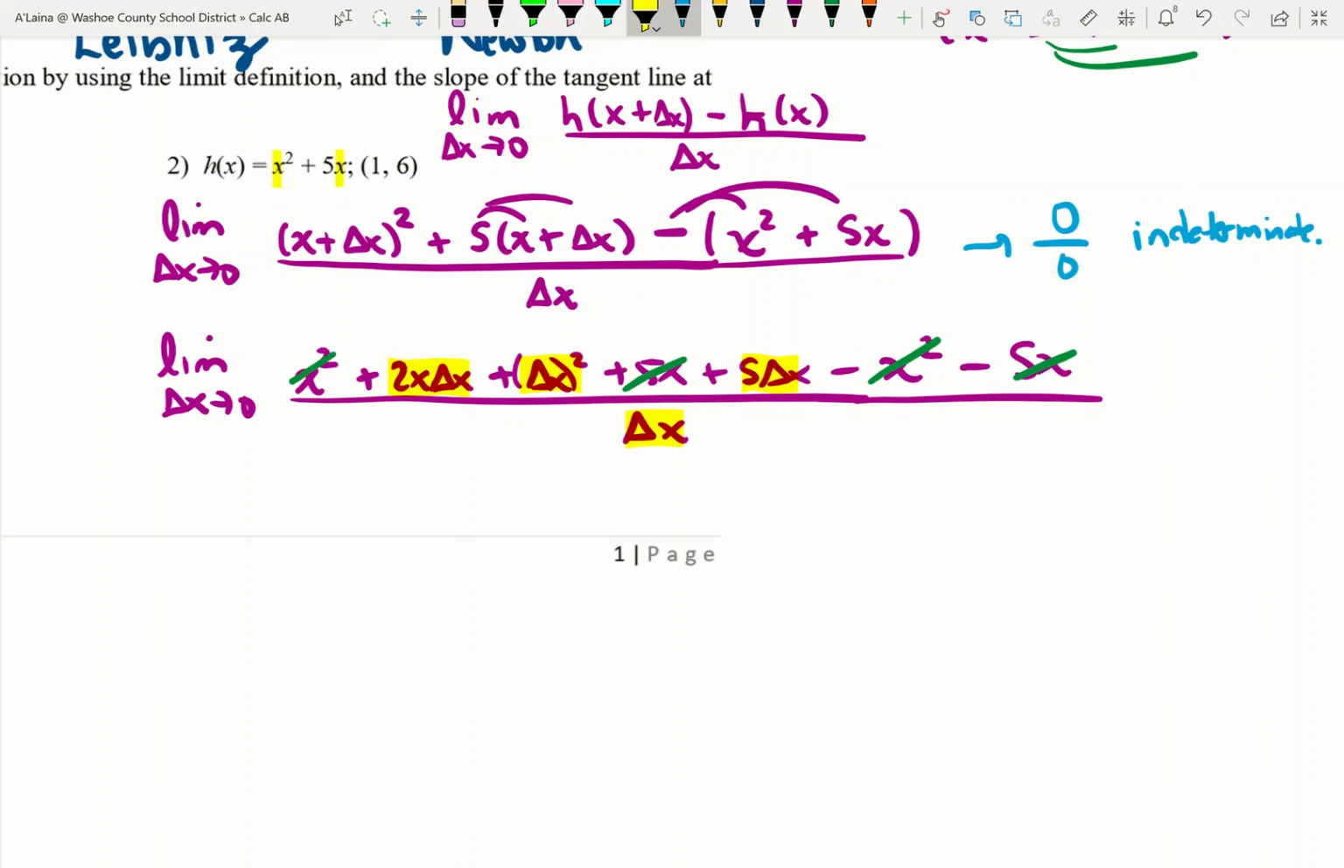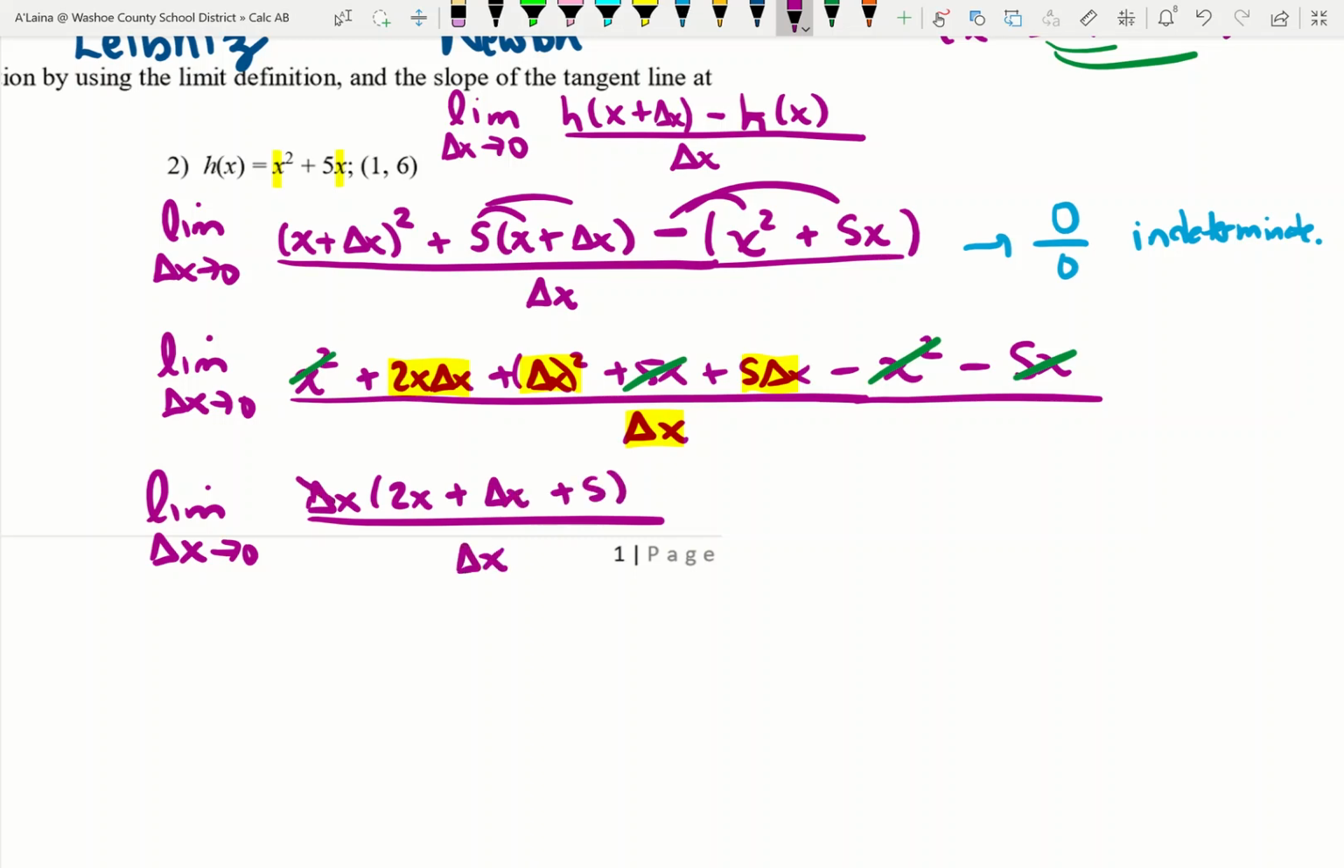So we are not yet in a place where we can substitute. However, you might notice that all of the terms have a delta x. So I'm going to continue with my limit notation until I've used substitution. And I'm going to take delta x and factor it out. And when I factor it out as a common factor on the numerator, I can then reduce it with the denominator, leaving me with just the expression 2x plus delta x plus 5.